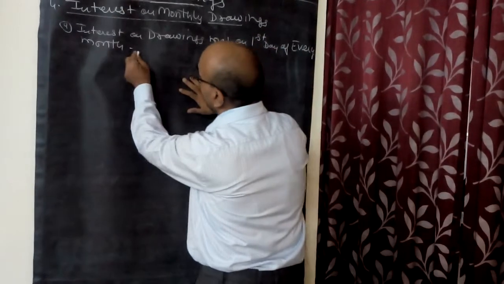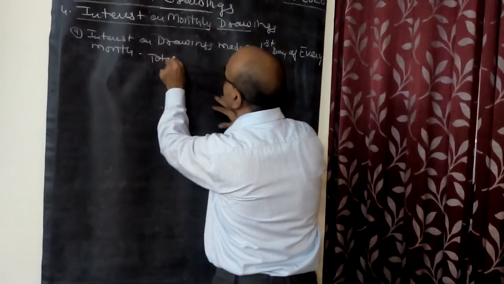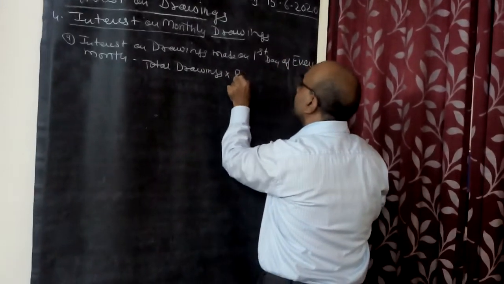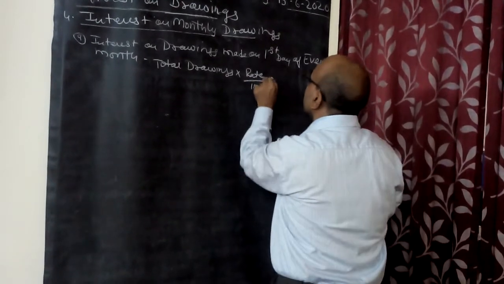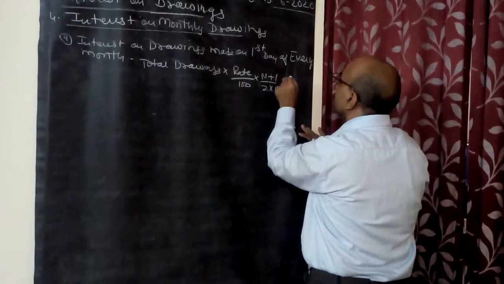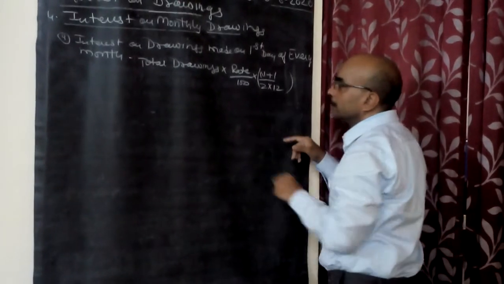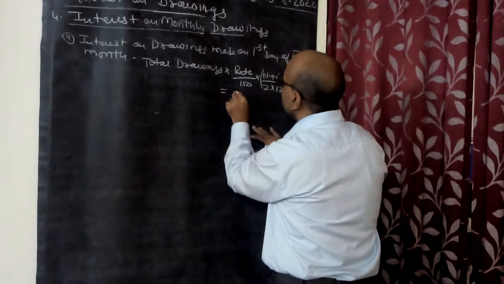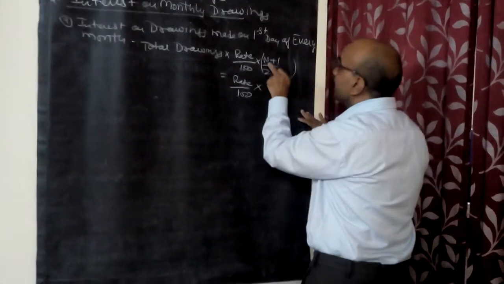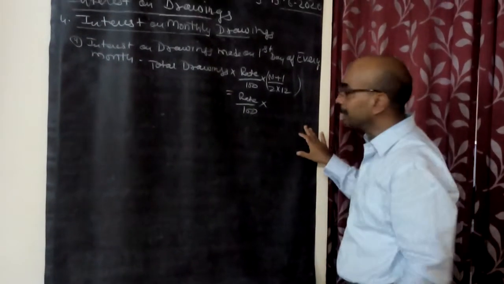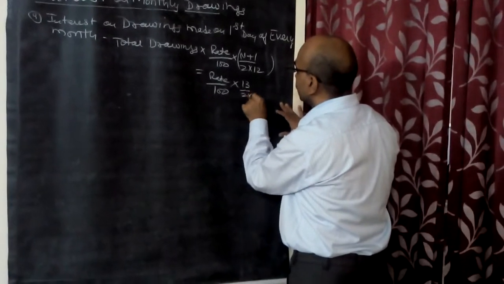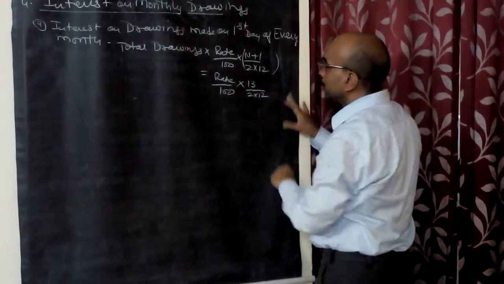The formula for this is total drawings into rate upon 100 into n plus 1 divided by 2 into 12. Otherwise, we take here rate upon 100 into, now n means number of months drawings made, that is 13 upon 2 into 12. Depends on what you want.